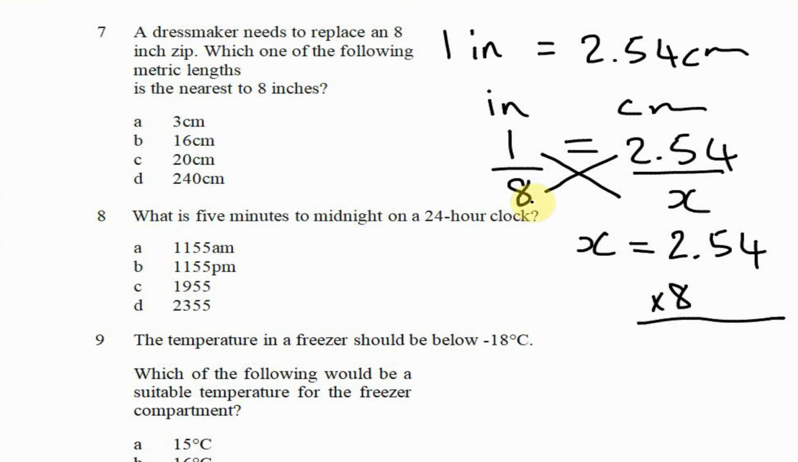So 8 times 2.54. 8 times 4 will give us what? 32. So that's 2. Carry the 3 here. 8 times 5 is 40. 40 plus 3, that's 43. Carry the 3 here. Bring the 4 here. 8 times 2 is 16 plus 4, that's 20. Now we want to look at how many decimal places were involved in this question right here, and we only have 2 decimal places, so we represent those 2 decimal places there.